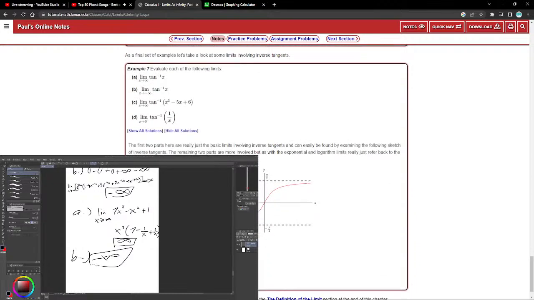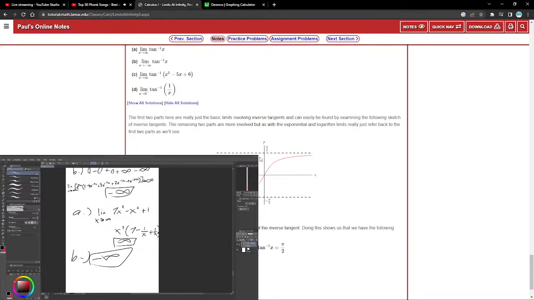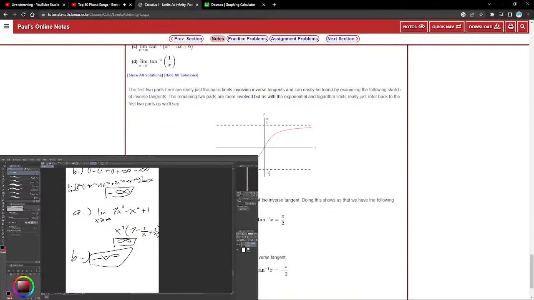Alright, inverse tangents. A should be infinity. Or no, pi over 2, yeah. These horizontal asymptotes. Negative would be negative pi over 2.